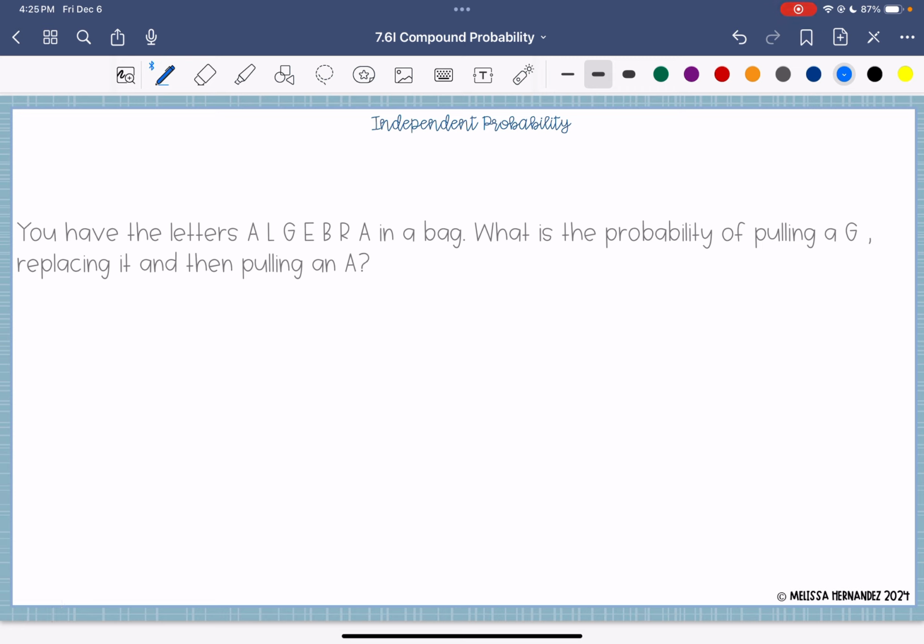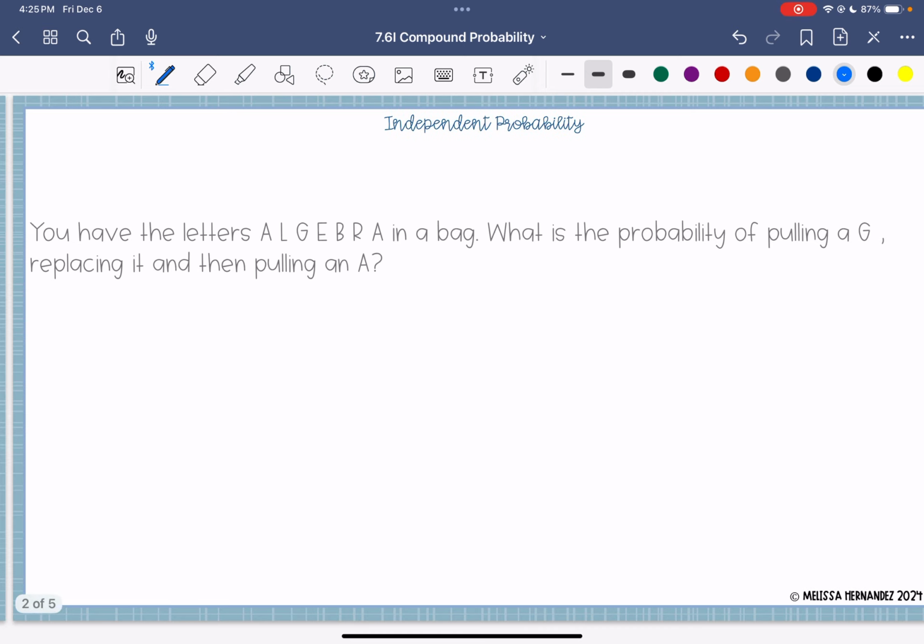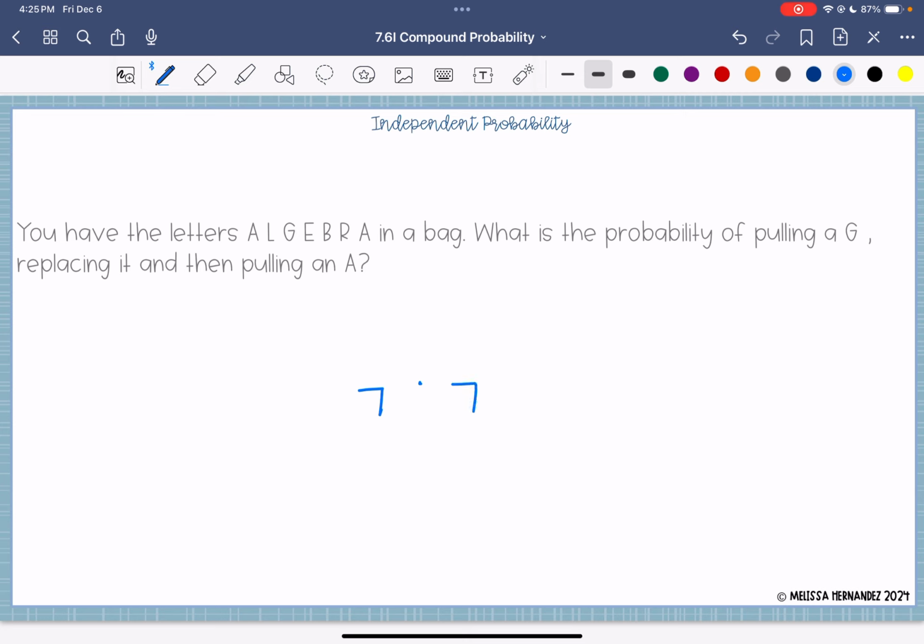It's just chance. So it says you have the letters A, L, G, E, B, R, A in a bag. What's the probability of pulling a G? So that means I want a G the first time. I will replace it, and then I want to know what's the probability of the second draw to be an A. So what I suggest is figure out your total, because your total stays the same on both. This is independent. The fact that the G was put back in, my total doesn't change. There's 7 letters, so that means my denominator or my total will be 7. The first thing I want is a G, and then the second I want an A.